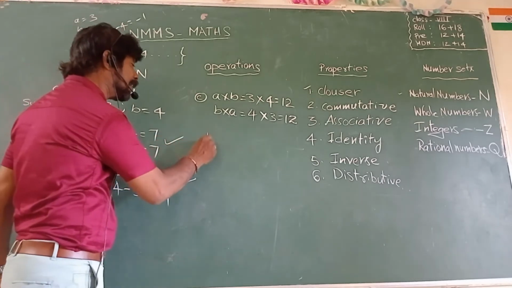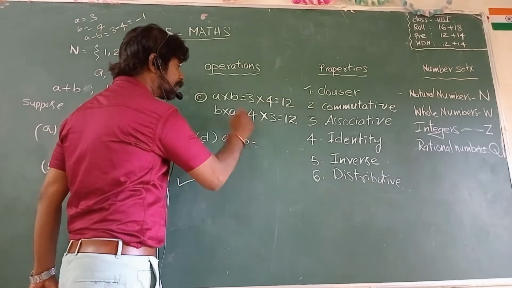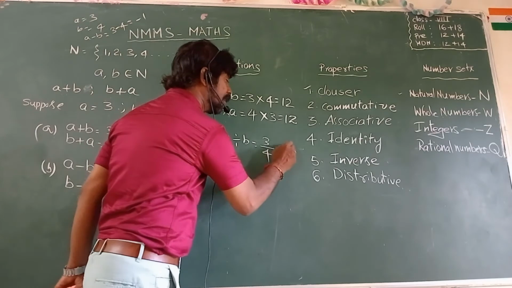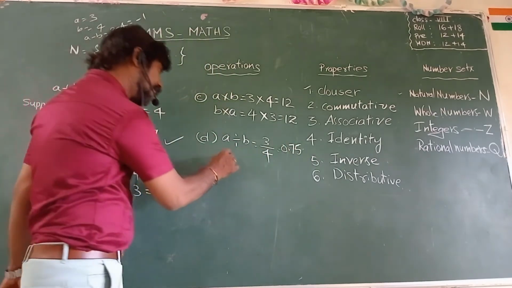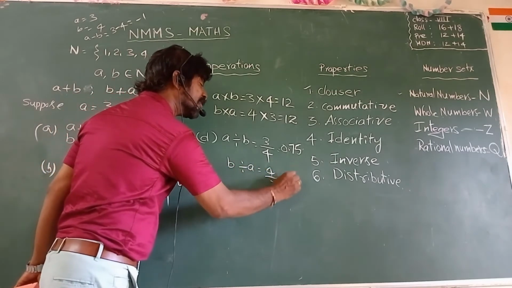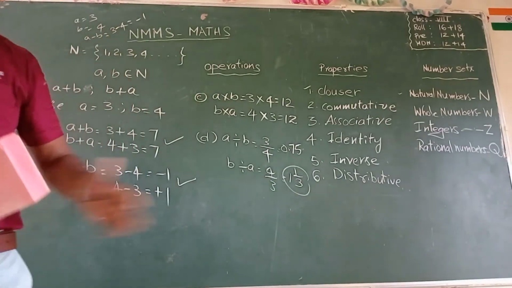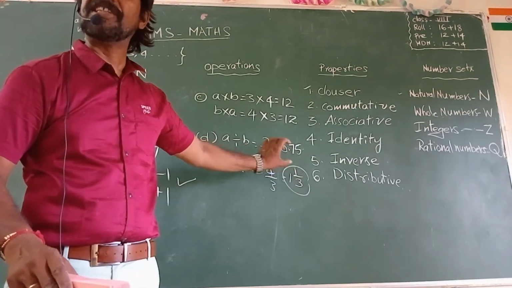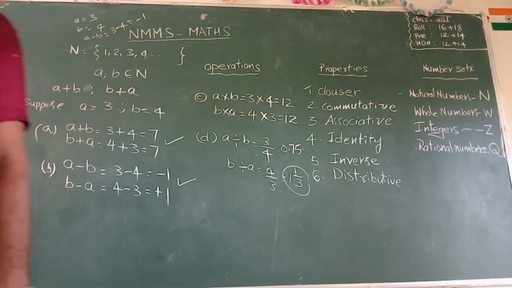Next, the final operation D, division. A divided by B, 3 divided by 4, that is equal to 0.75, and B divided by A, 4 by 3, that is equal to 1.33. These two are not equal. This is 0.75, which means less than 1. This is more than 1. These two are not equal. So it is not commutative.